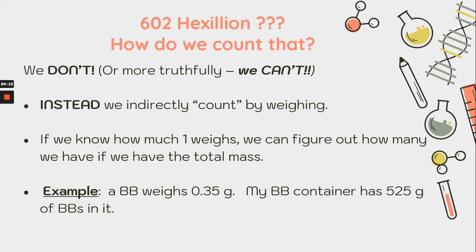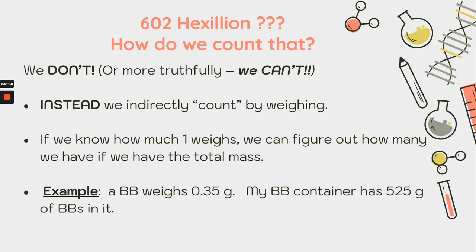If you know how much one of something weighs, you can figure out how many you have if you have the total mass. This is kind of how you figure out how many jelly beans are in the jar for like maybe a raffle, right? For example, my kids have these BBs that come in a little plastic jar with a cap that they can pour the BBs out into their BB guns. One of these little copper-looking BBs weighs 0.35 grams. The container, I put it on my scale in the kitchen, weighs 525 grams.